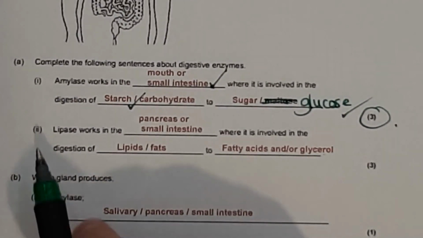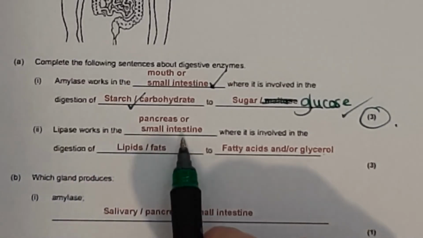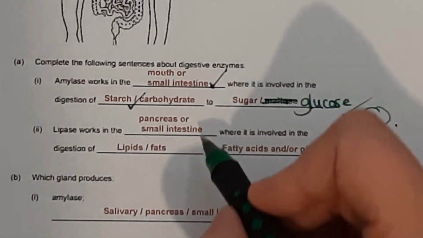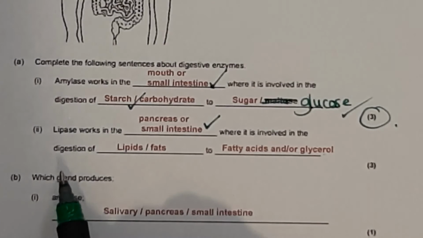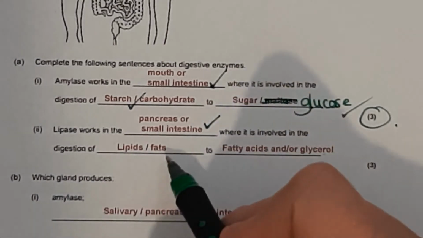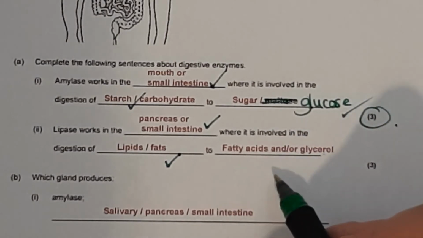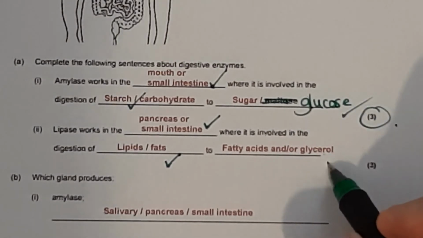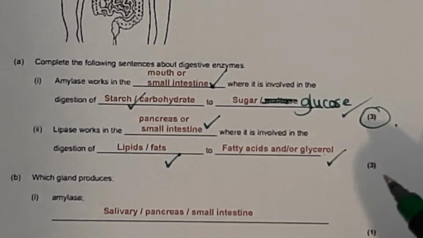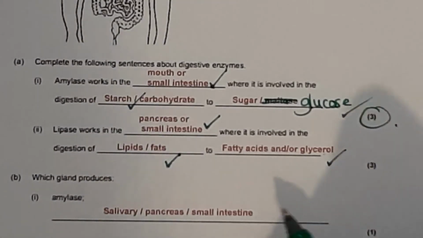Next part to the question. Lipase works in the pancreas or small intestine, either is acceptable. Where it is involved in the digestion of lipids or fats, either is acceptable again. To produce fatty acids and or glycerol. So if you've written either of those, that's good. I would prefer it if you'd written both, and if you haven't written both, please do write the second one.